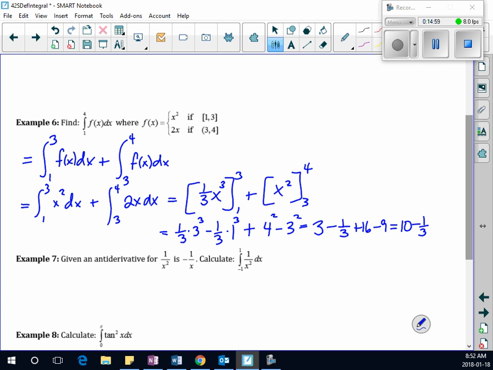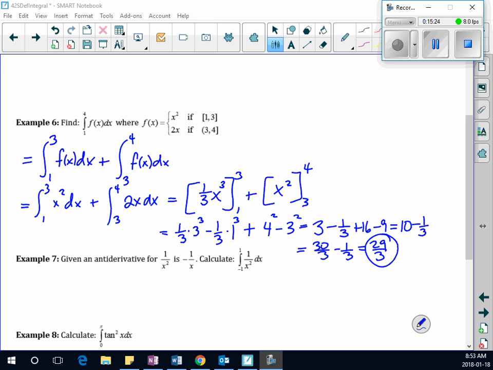So that is, let's make sure I have this all right. 3 and 16 is 19. 19 minus 9 is 10. Subtract 1/3. Okay, so we get 30 over 3. Subtract 1 over 3 gives me 29 over 3.